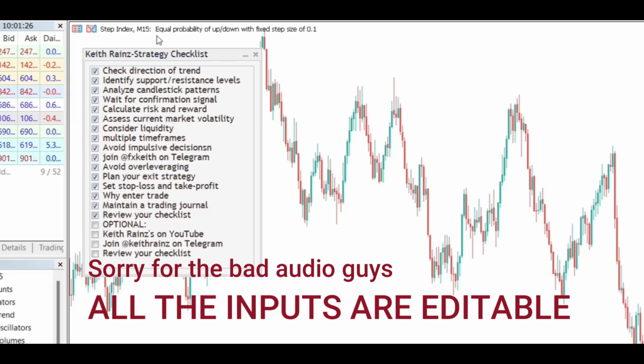Remember you can actually edit these things in this checklist. You can edit them to suit your strategy.